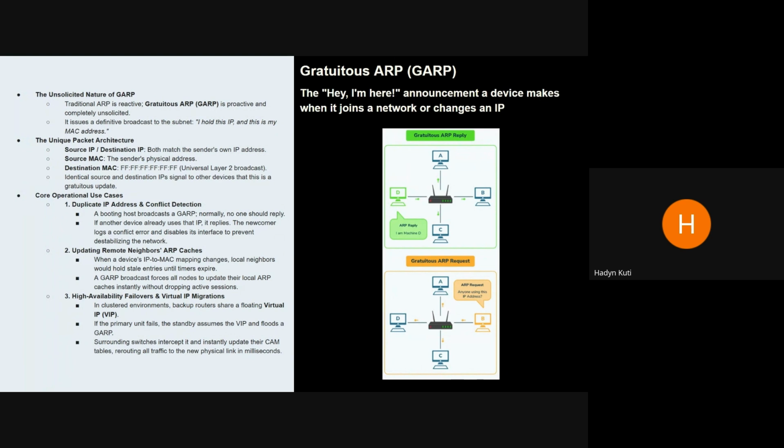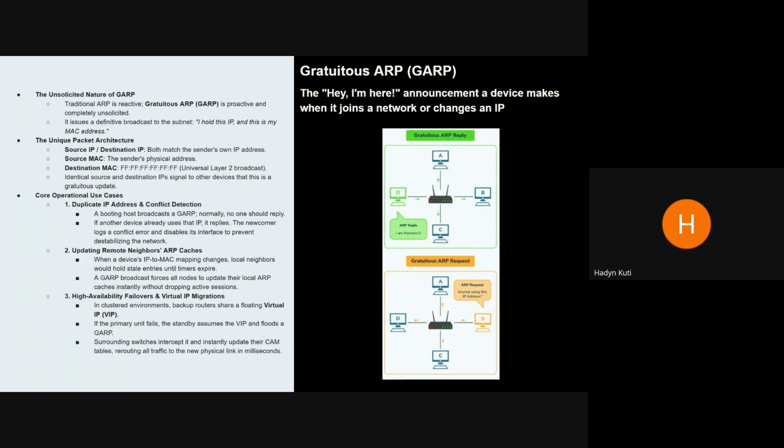Then we update remote neighbor ARP caches. When a device's IP to MAC mapping changes, local neighbors would hold stale entries until timers expire. A GARP broadcast forces all nodes to update their local ARP caches instantly without dropping active sessions.